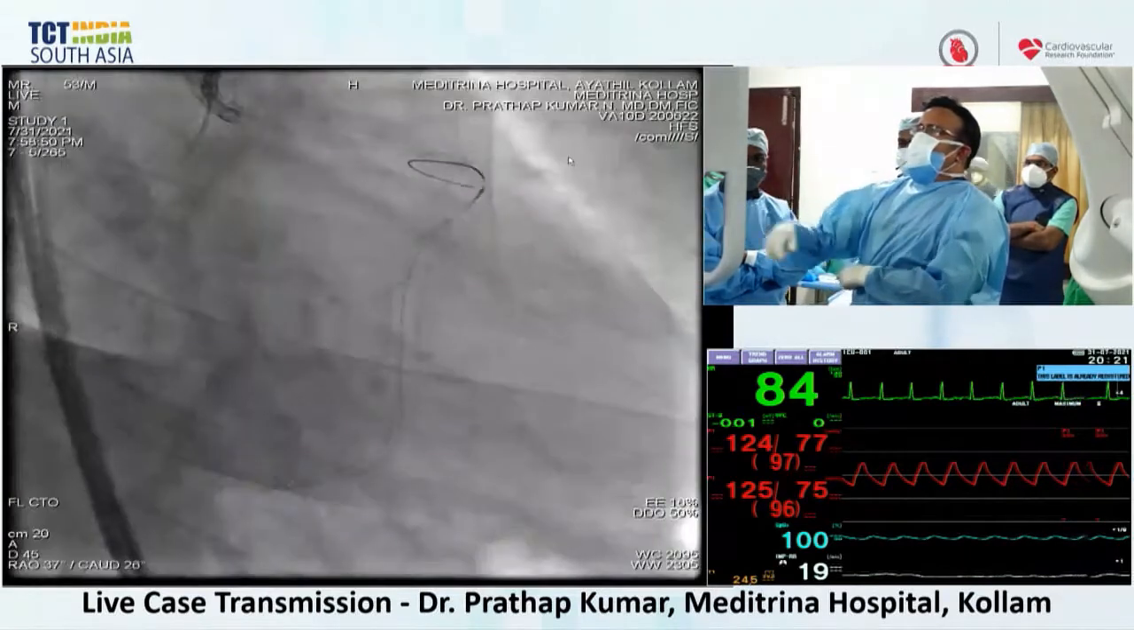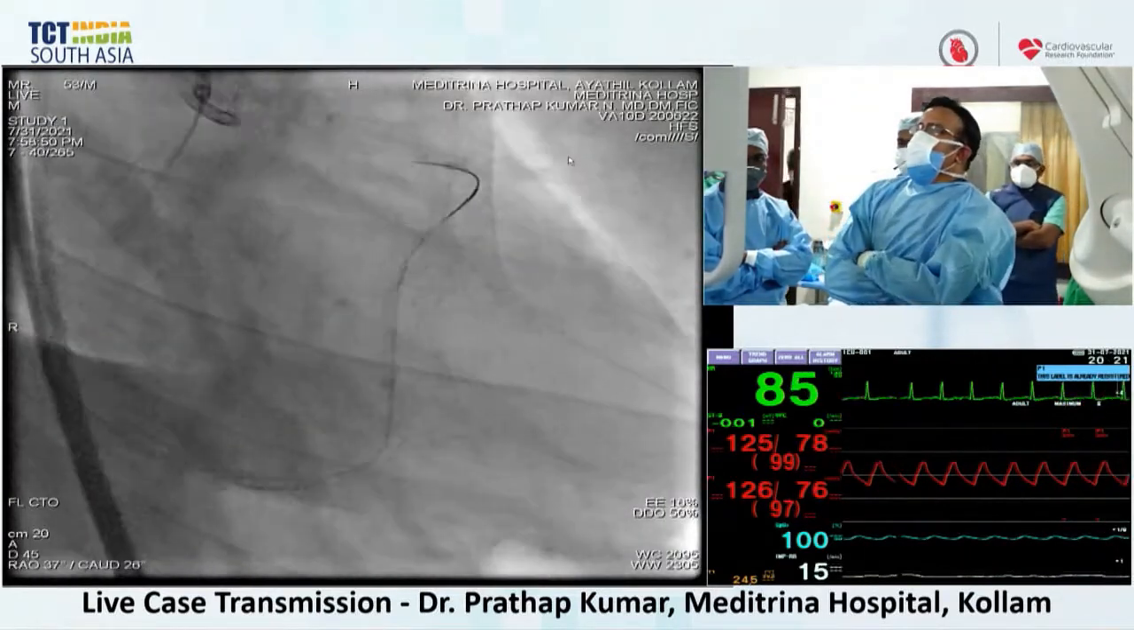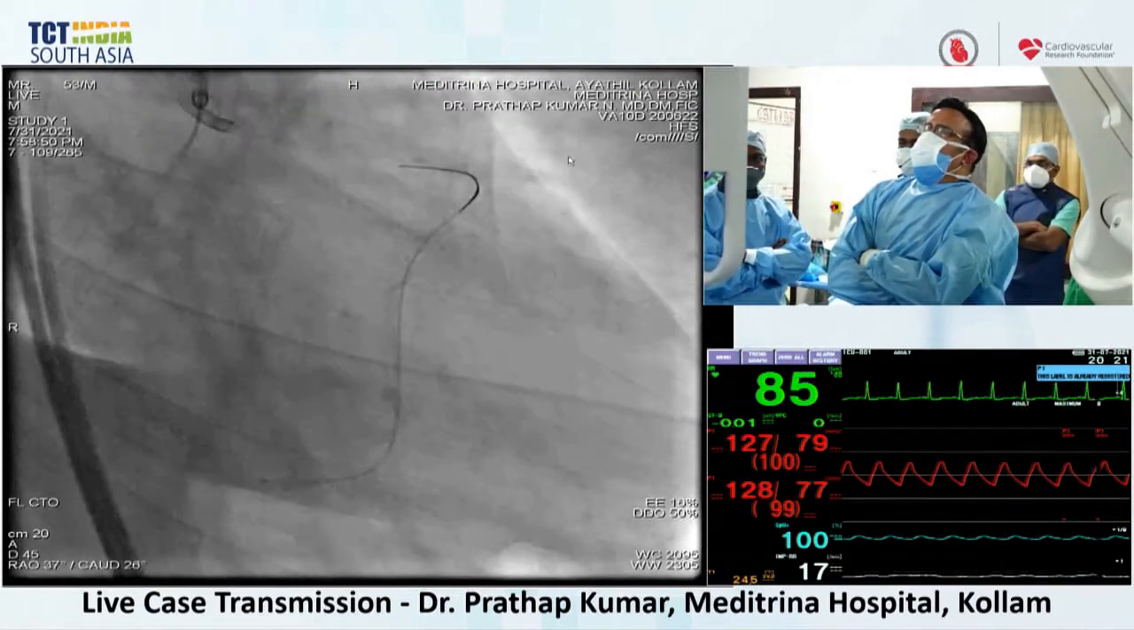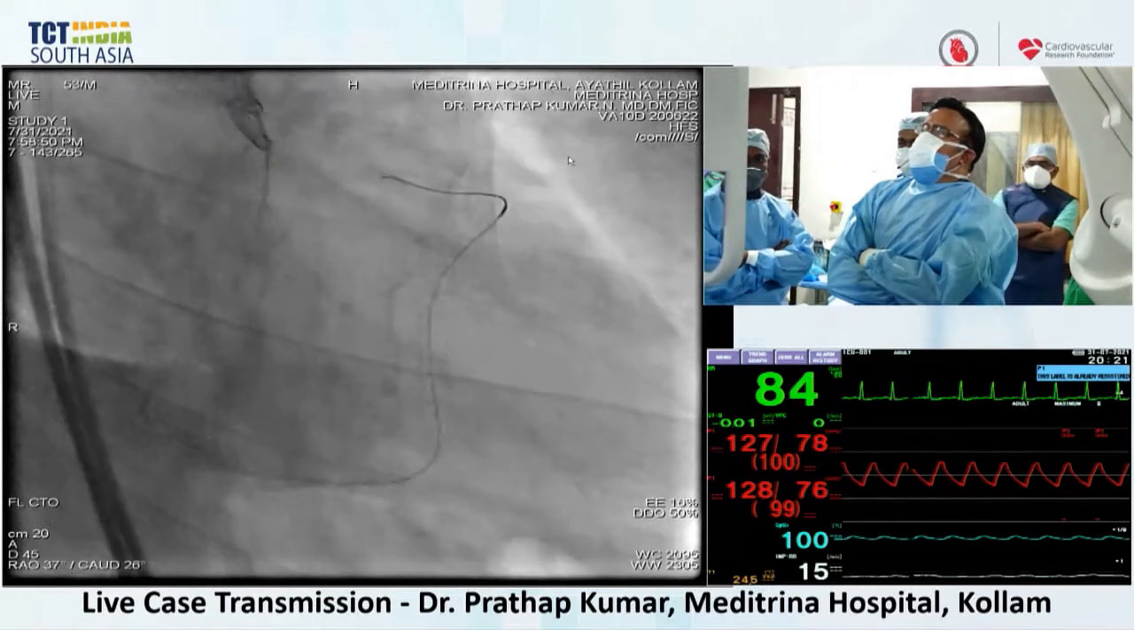Can you show the next one? That's an important point to make: this is not a microcatheter that's meant to be spun, and the tip will break if you spin it. Yeah. So next, this actually went.